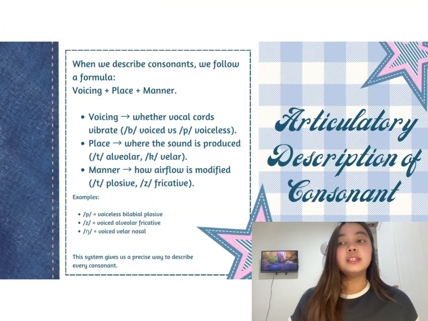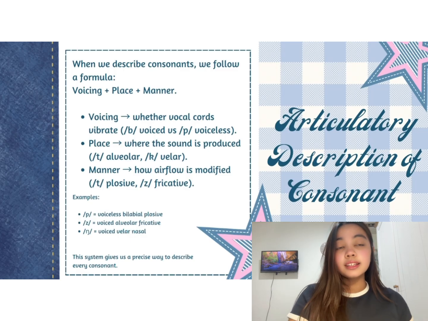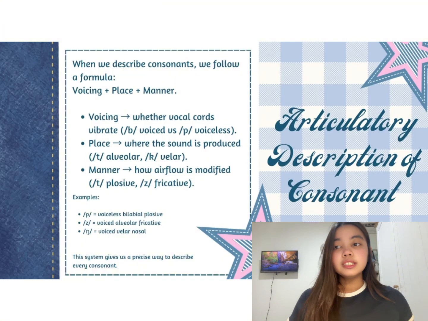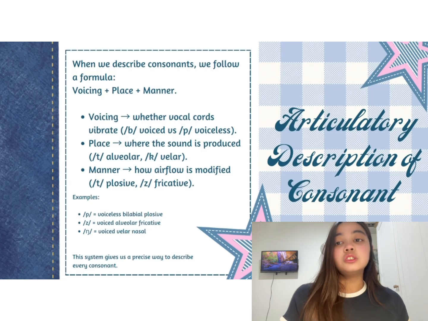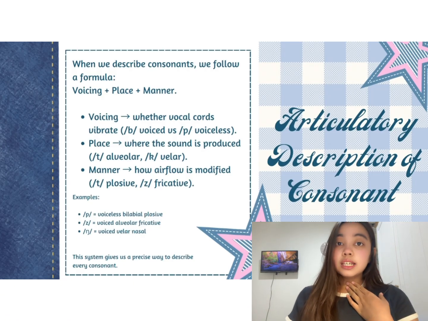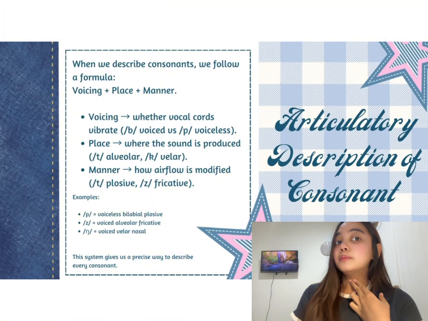This formula helps us describe consonants in a clear and systematic way. First, let's talk about voicing. Voicing refers to whether the vocal cords vibrate when a sound is produced. For example, the sound b, b, means the vocal cords vibrate, while p, p is voiceless because there's no vibration. We can easily feel the difference by touching our throat while pronouncing the sounds b, b, p, p.